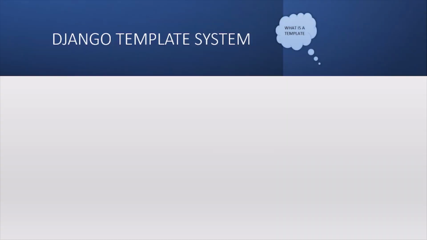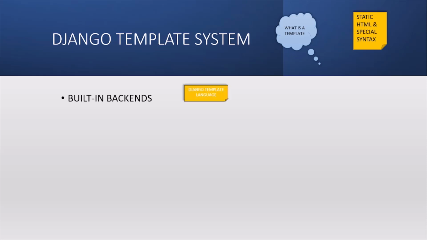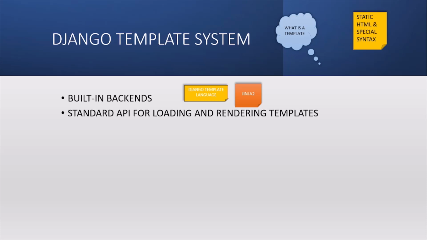But what is a template? A template is nothing but a file that contains static HTML and special syntax, which we will look at shortly. Django comes with built-in backends for its own template system, which is called Django Template Language, and for another popular template engine called Jinja2. But of course, you can avail of backends for other template languages from third parties, as Django provides a standard API for loading and rendering templates, irrespective of the backend.